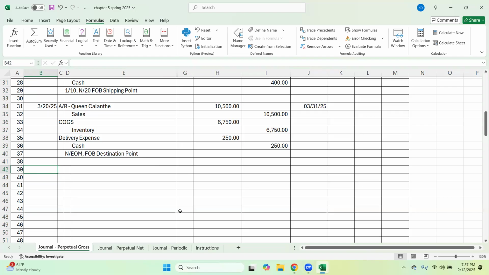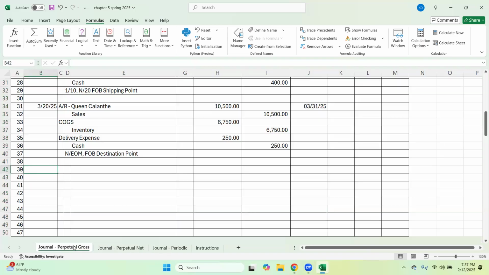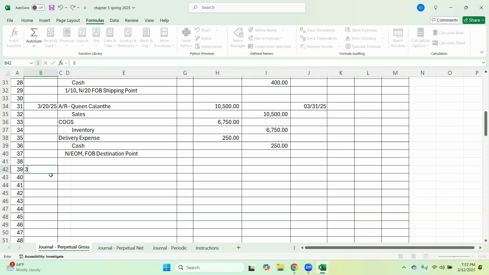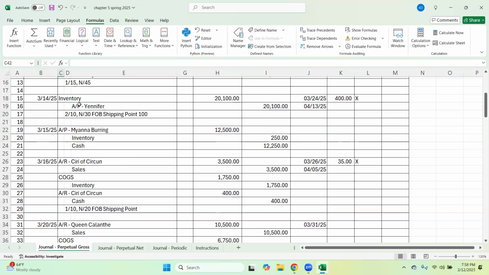Okay, so we've got that in here. Notice there's no discount. Okay, 324. We paid Yennefer. Let's go pay some Yennefer. Okay, so now I have to find Yennefer. Okay, here we go. Yennefer, 324. I'm paying within the discount period.